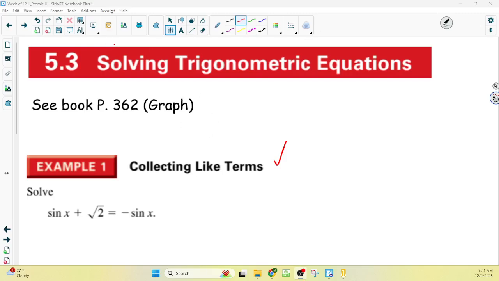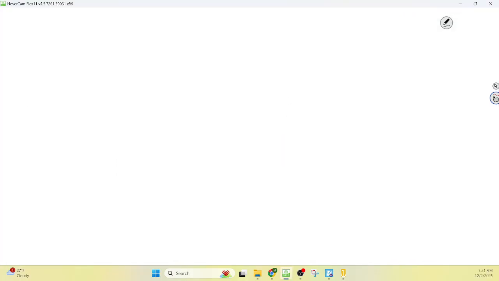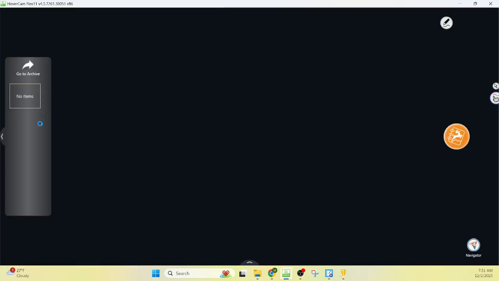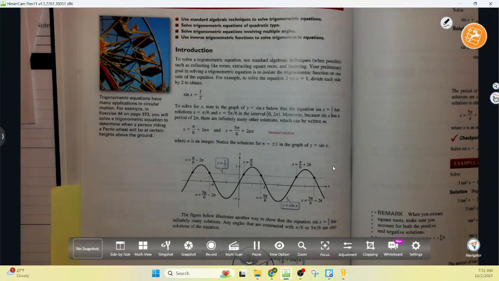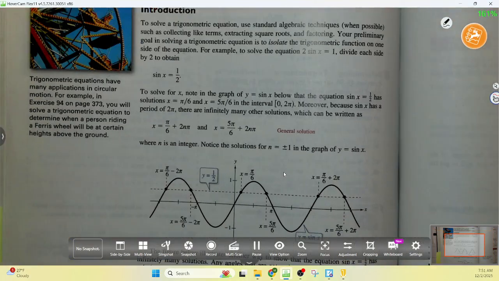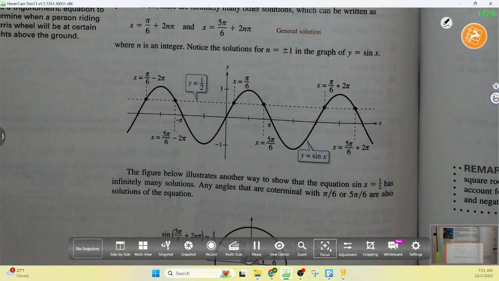Okay, friends, so this video is on solving trig equations, and it does say see book page 362, so I'm just going to pull that up for a second because I want to show you graphically what we're doing. We're trying to find where our sine or cosine function, and other functions, but let's just start with sine and cosine, hit a certain value.